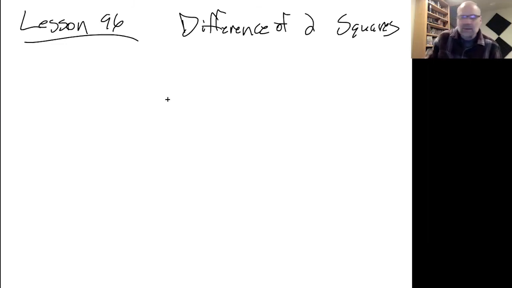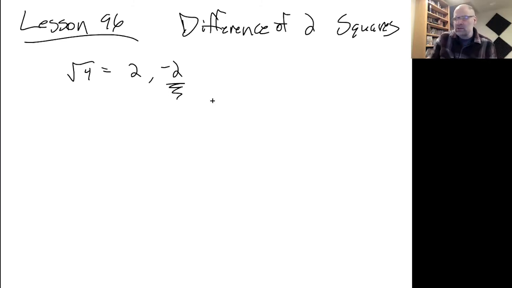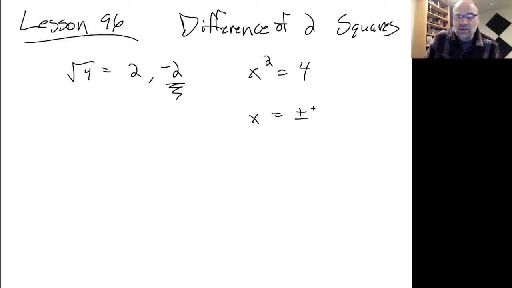Okay, so obviously the square root of 4 is what? It's 2 and negative 2. Don't forget you have a negative version as well. So if I want to solve this equation, then if I take the square root of both sides, I have x equals positive or negative 2. Do you guys remember this symbol? We're going to use this symbol, positive or negative 2. So that is the solution to that equation.